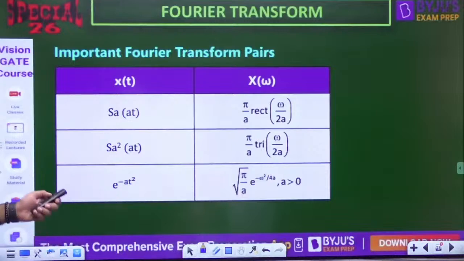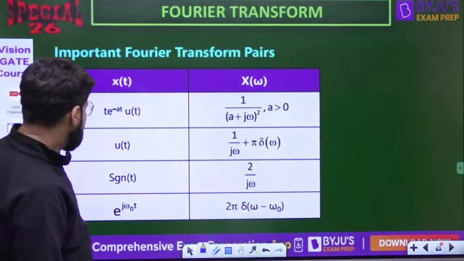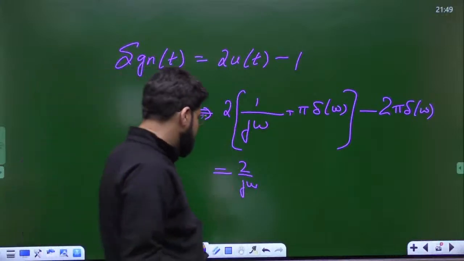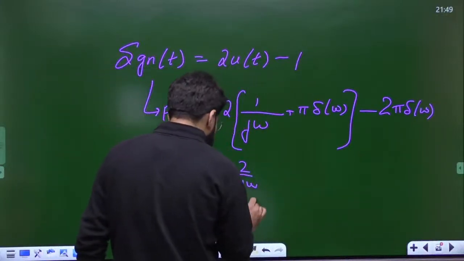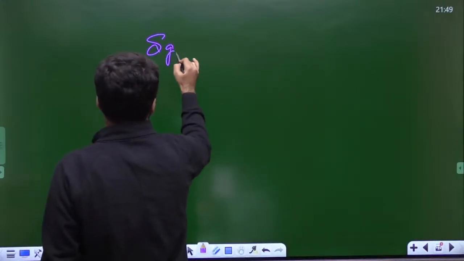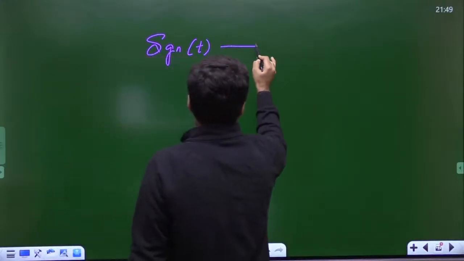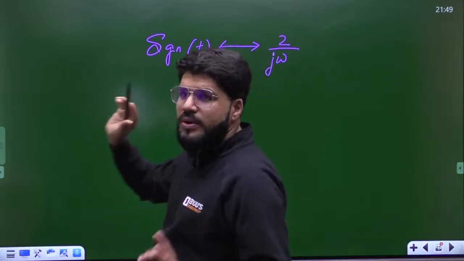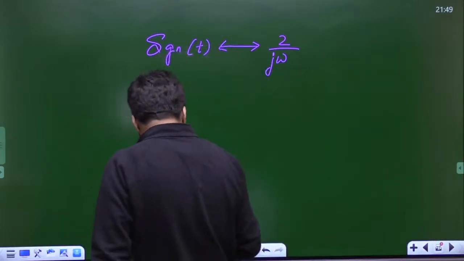One more discussion from here. Signum t has the Fourier transform 2 by j omega. We got this answer from the unit step, right? So now I can write down, have a look into this discussion again. Signum t has the Fourier transform, dear, how much? 2 by j omega, as we derived from the unit step concept. Now apply the duality.